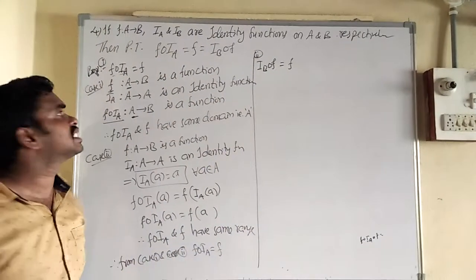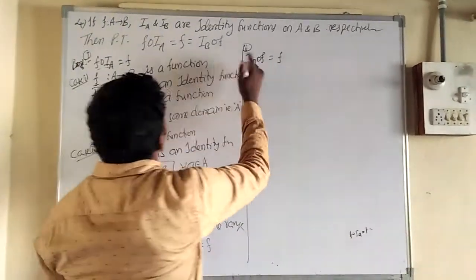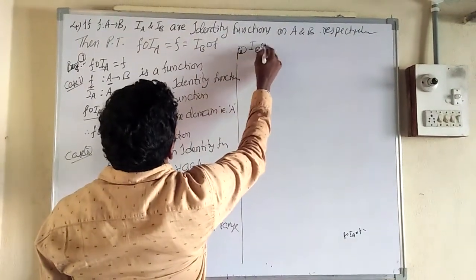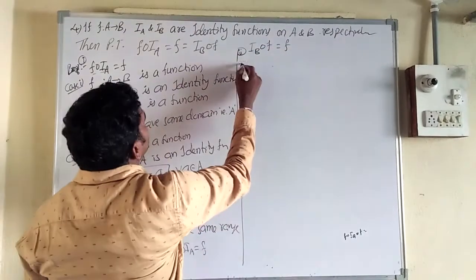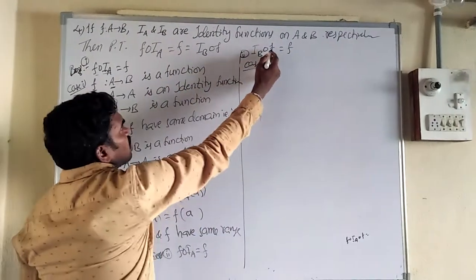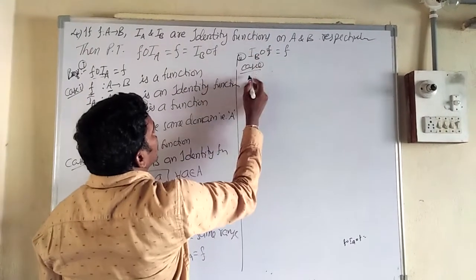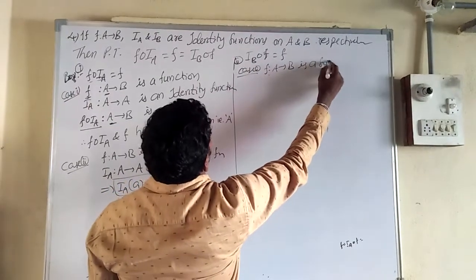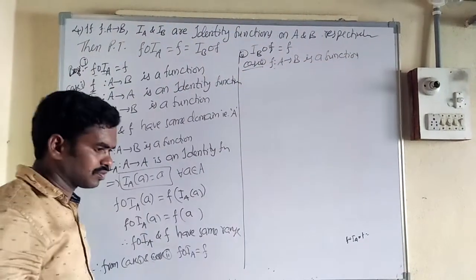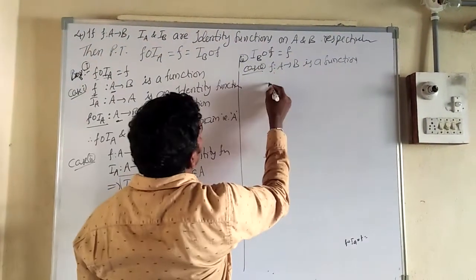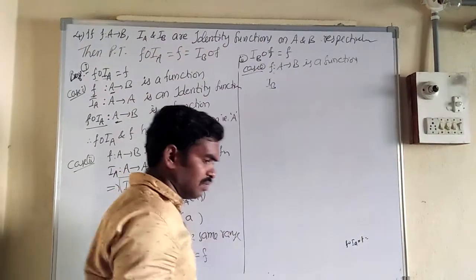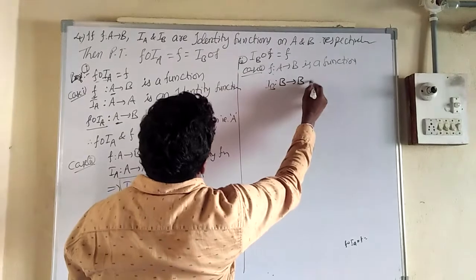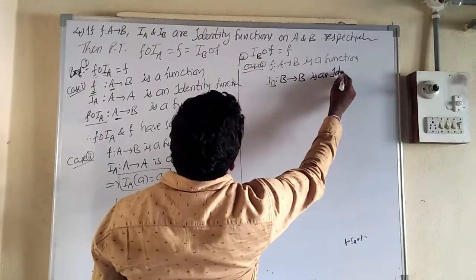Similarly, we have to prove the second one. What is the second question? IB circle F equals F. Case 1. Now tell me the first one: F. F maps from A to B is a function. What is the second one? IB. IB maps from B to B is an identity function.